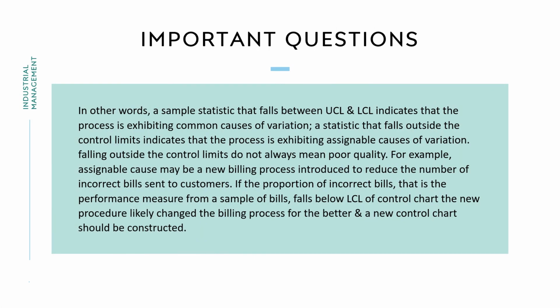In other words, a sample statistic that falls between UCL and LCL indicates that the process is exhibiting common causes of variation. A statistic that falls outside the control limits indicates that the process is exhibiting assignable causes of variation. Falling outside the control limits does not always mean poor quality. For example, an assignable cause may be a new billing process introduced to reduce the number of incorrect bills sent to customers. If the proportion of incorrect bills, that is the performance measure from a sample of bills, falls below the LCL of the control chart, the new procedure likely changed the billing process for the better and a new control chart should be constructed.